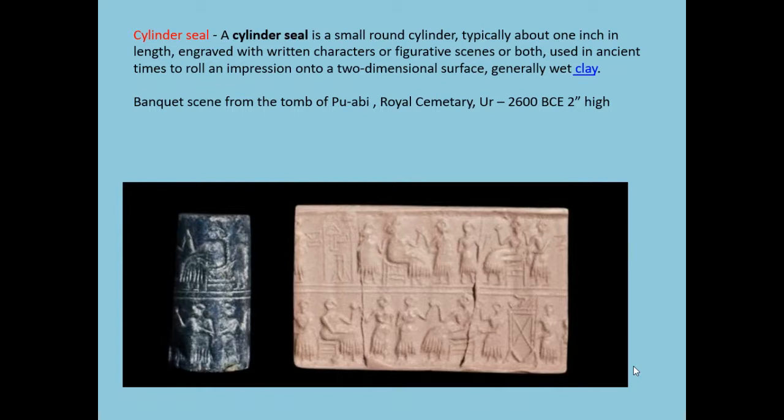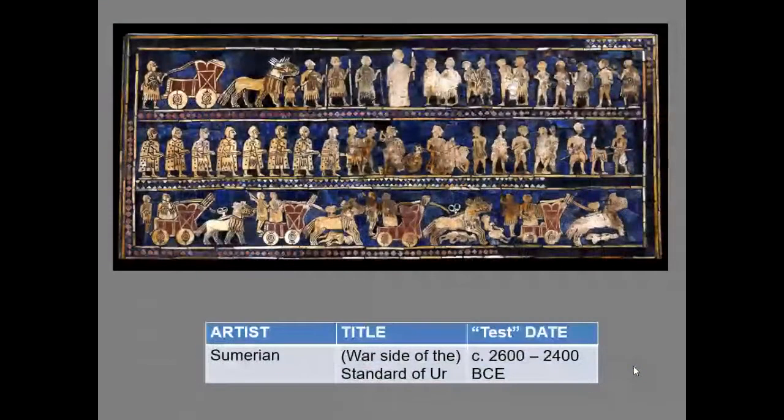When it's rolled across the clay, the area that isn't carved presses down to the clay. The area that's carved away is a place the clay is kind of pushed into. So it creates a relief where the figures become raised up from the background. So that's our cylinder seal from Sumeria.